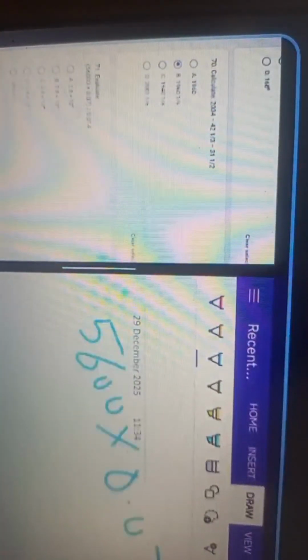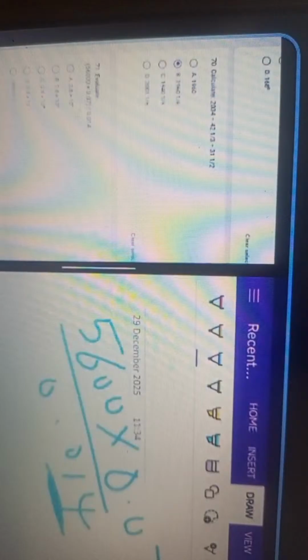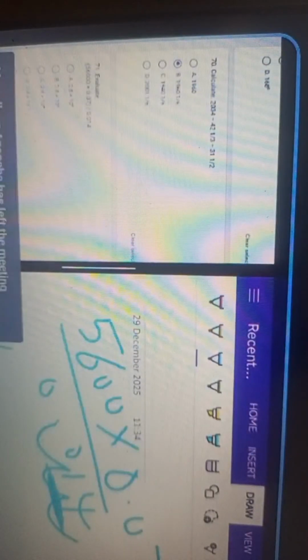5,006.07 divided by 0.014. I always ask, what number am I seeing? I can see 14, so we'll remove 14. I'm moving the decimal 1, 2, 3. It's going to be 5,600 times, and here I can see 7, so I'll remove it. I'm moving 1, 2. So 7 times 10 to the power of minus 2 divided by.